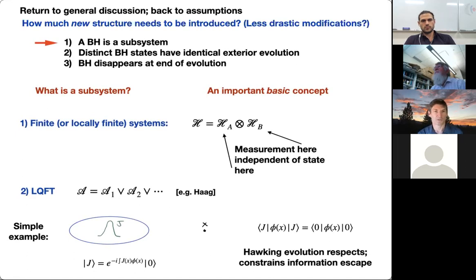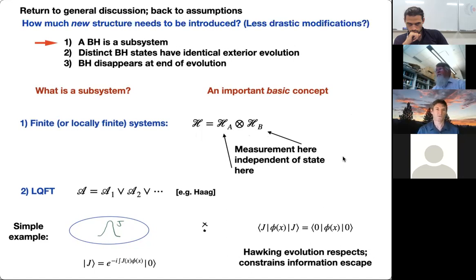What is a subsystem in gravity is an important question. In general, answering that question is an important basic concept in studying any quantum system. So again, for finite or locally finite systems, like on the lattice, we represent subsystems by saying that the Hilbert space factorizes. One reason for that is you want the structure where, say, a measurement in one subsystem is independent of the state in the complementary subsystem. So that's the basic structure.